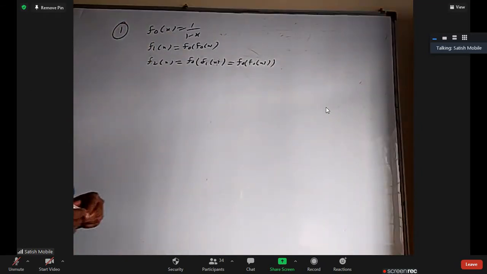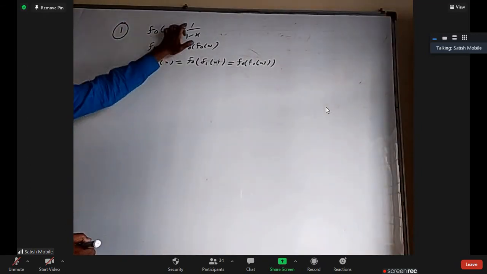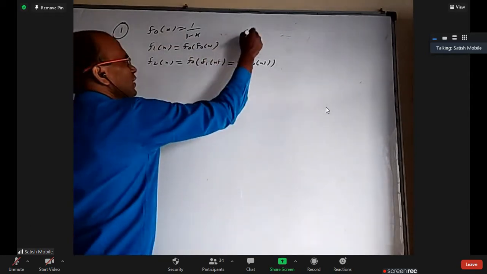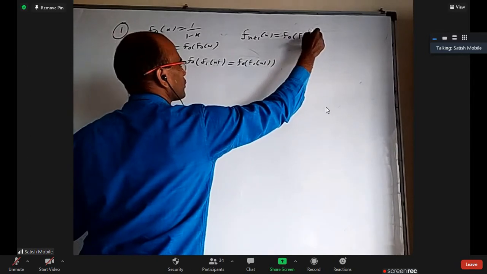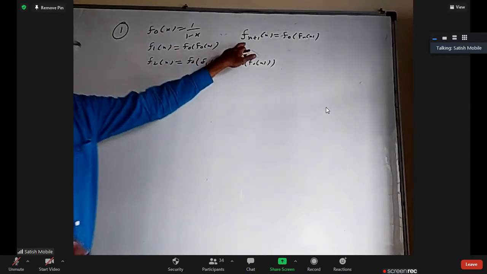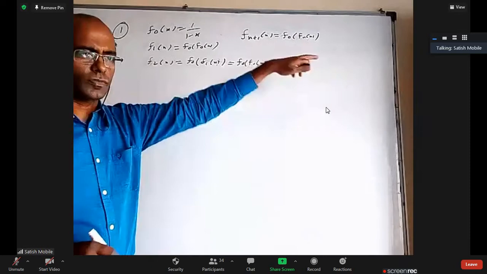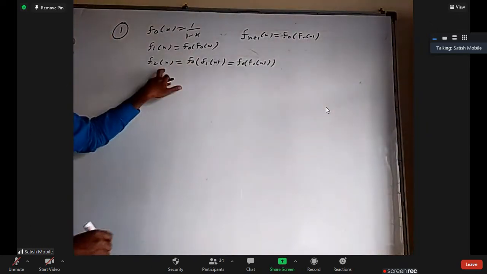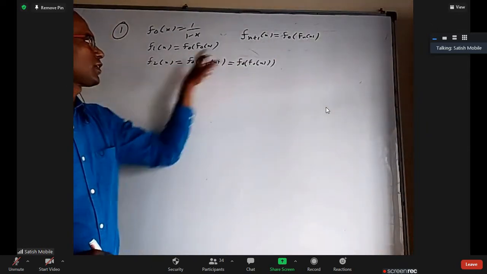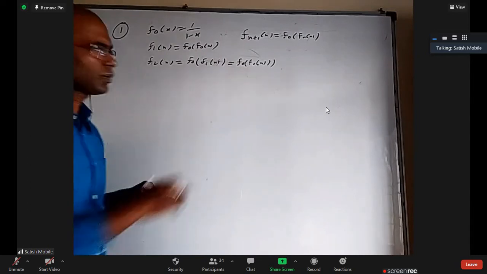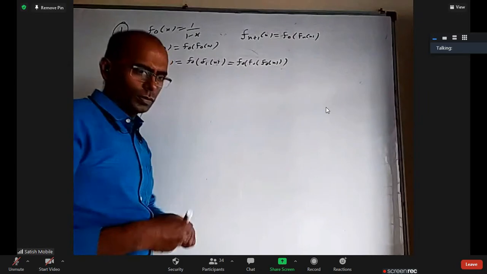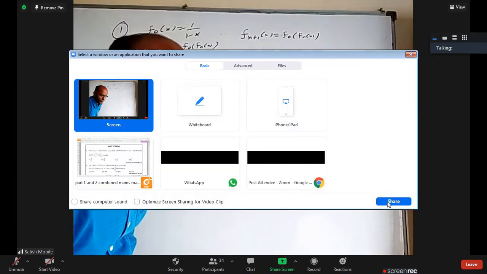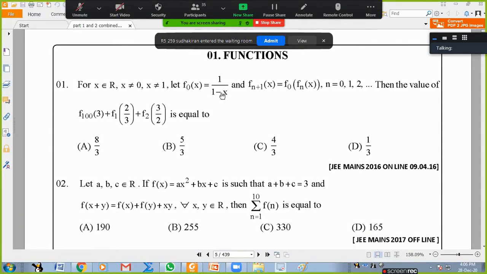So they gave in the question F0 of x is 1 by 1 minus x. They also defined Fn plus 1 of x is equal to F0 of Fn of x. So if I take n equal to 0 here, F1 of x is F0 of F0 of x. If I take F2 of x, put n equal to 1 here, it's F0 of F1 of x, which is F0 of F0 of one more F0 of x. F0 is given and F1 is F0 of F0.